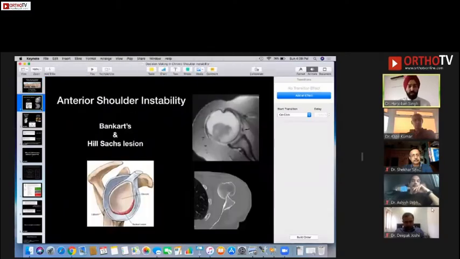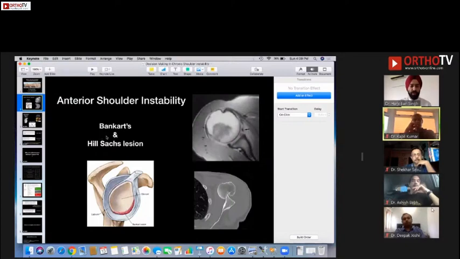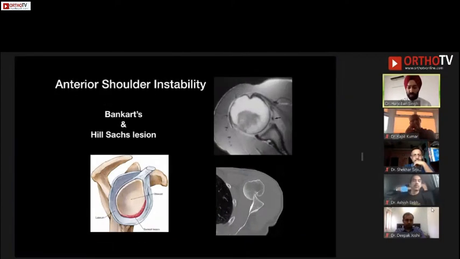So my topic is preoperative assessment of the anterior shoulder instability. As you all know, the anterior shoulder instability basically has two essential lesions: the Bankart's and the Hill Sachs. Bankart's lesion is the avulsion of the capsulolabral complex from the anterior inferior portion of the glenoid. And Hill Sachs defect is caused by the dislocation, when the posterior part of the head is lying against the anterior rim of the glenoid, so it causes a compression fracture there.